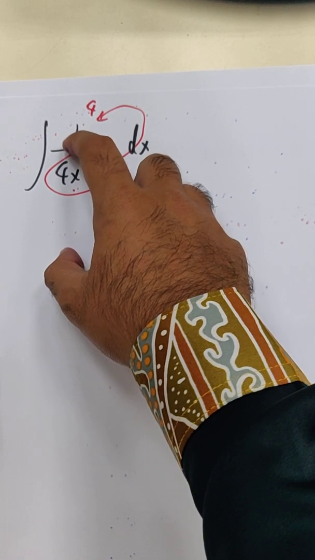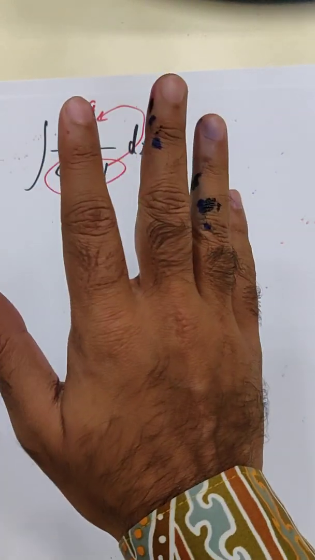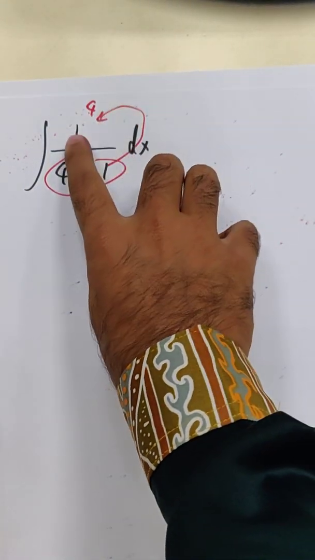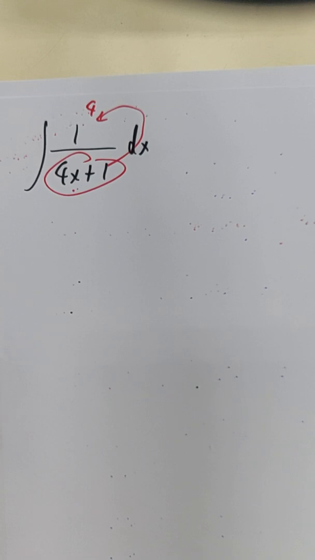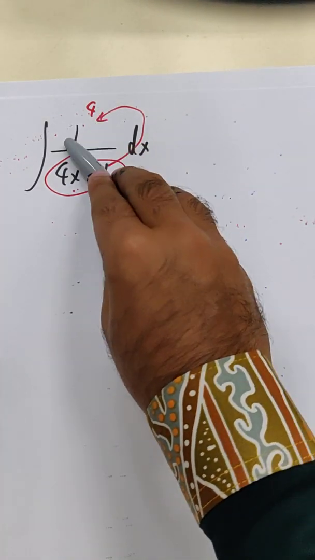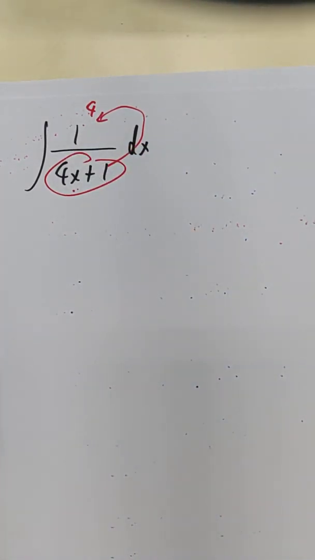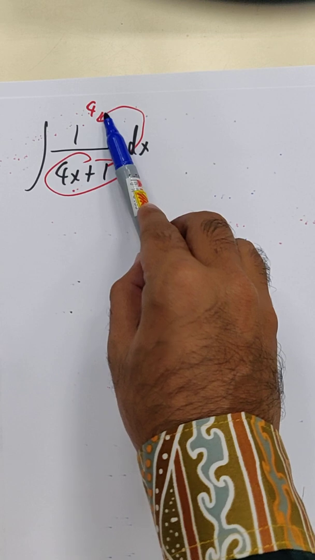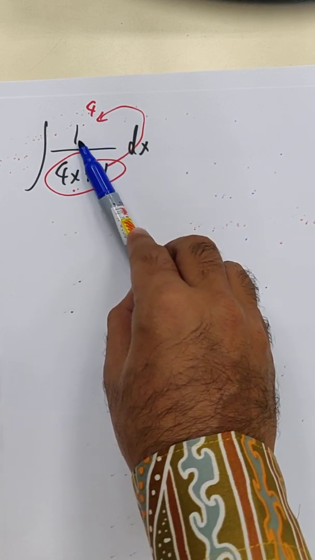4 and 1, it doesn't matter. 4 and 1 is just a constant. But what about the x? This one has no x, this one has no x. So they are the same in terms of x. Understand? So we shall proceed. But sir, this one has 4. This one doesn't have 4.